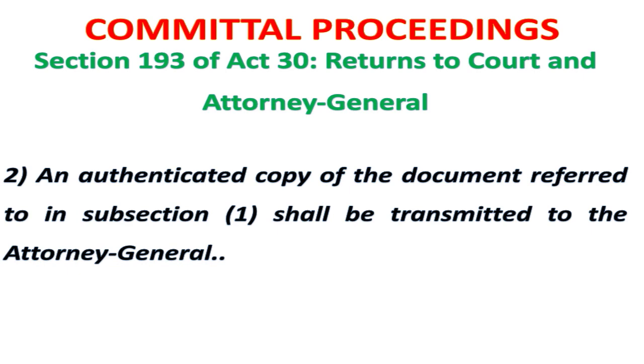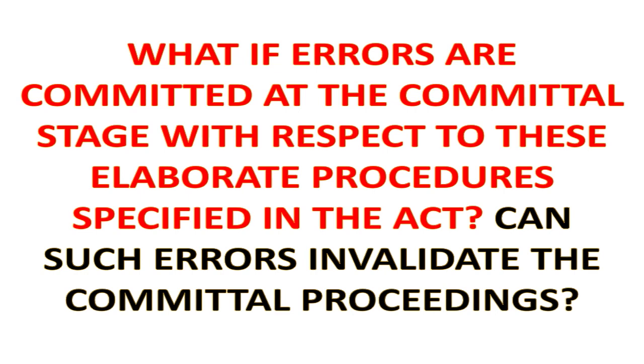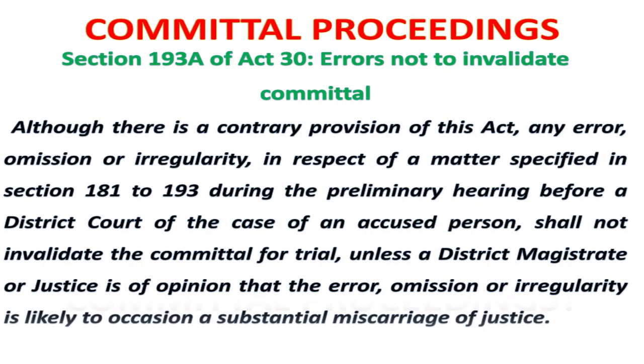But the question is, what if errors are committed with respect to these elaborate proceedings? Can the errors invalidate the whole committal proceedings? You are supposed to comply with something that we've gone through now, and you fail to comply with it. What will be the effects of failing to comply with it? Section 193A of Act 30 provides an answer, and that's what it says.